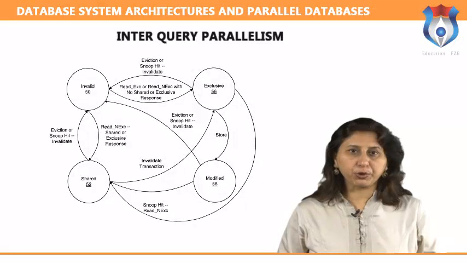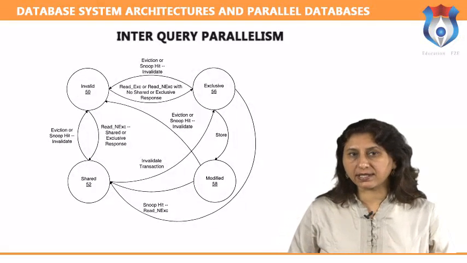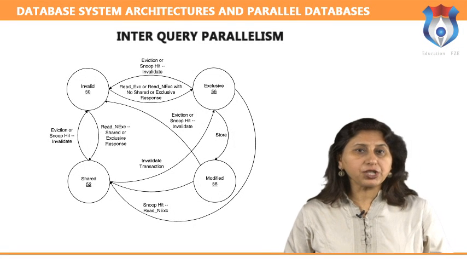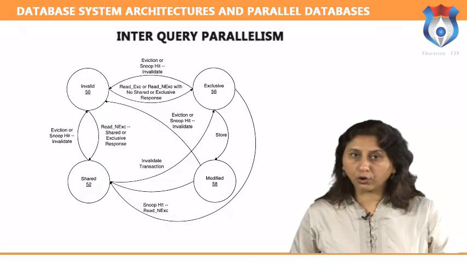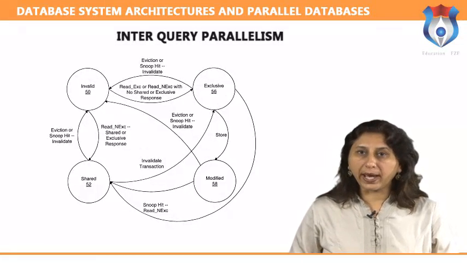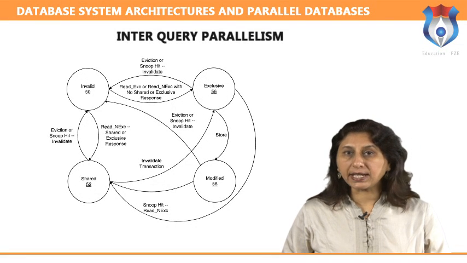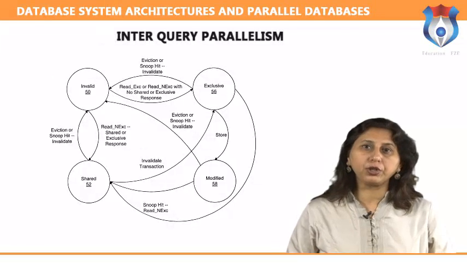Cache coherency protocols for shared nothing systems are similar. Each database page is assigned a home processor. Requests to fetch the page or write it to disk are sent to the home processor.